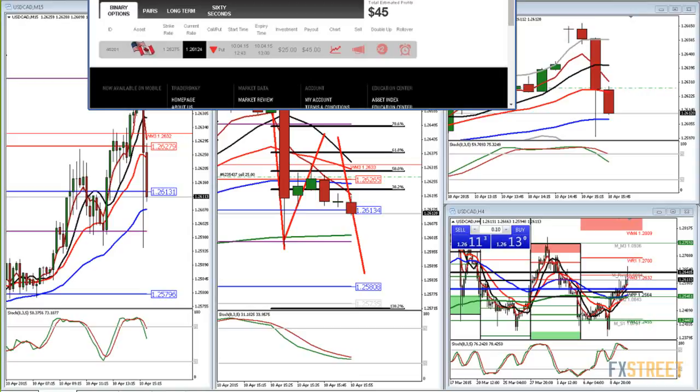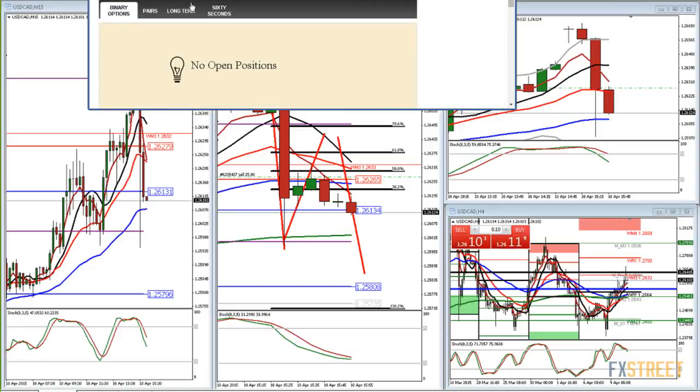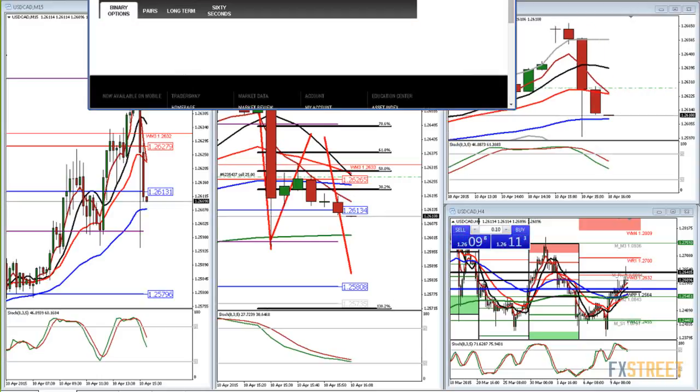24 seconds, guys. There you go, Adam. 17 seconds. This is the trade here. I'm short USD CAD at this price. I invested $25 and it will pay me $45. And it should be closing in 1 second. Boom. So we can go now to the expired options, and it should be in my history.